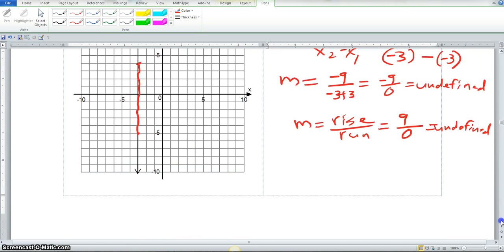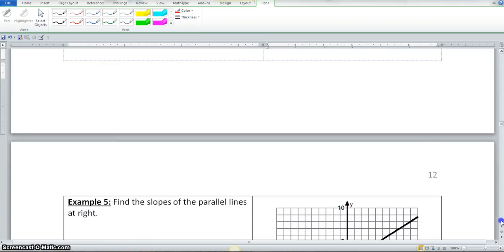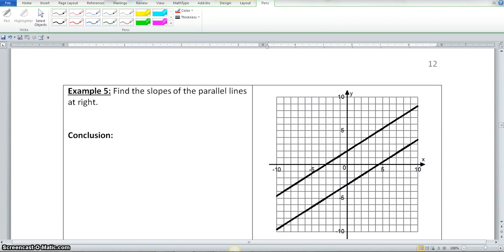So now, let's take a look at this next problem. We want to find the slopes of the parallel lines at right. It would actually be easier for us to do the rise over run. So let's take 2 points. I would say let's take this point here and this point here because they are exact, and then we would do the rise over run.